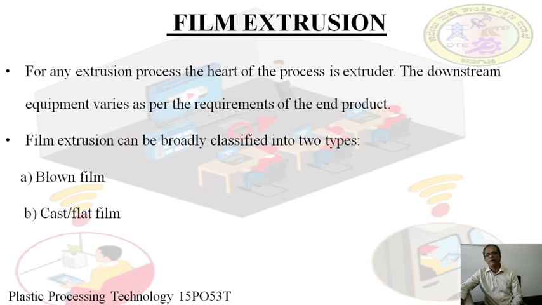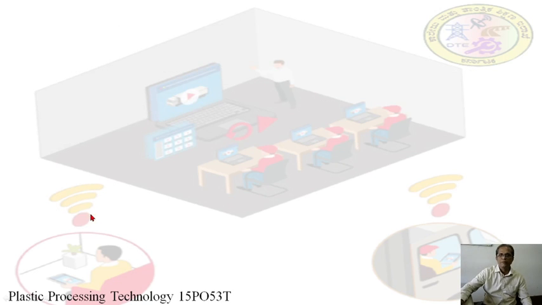How the plastic films are made. Plastic films are also made by extrusion process. For any extrusion process, the heart of the process is the extruder. The downstream equipment varies as per the requirements of the end product. Film extrusion can be broadly classified into two types. One is blown film, second is cast film.